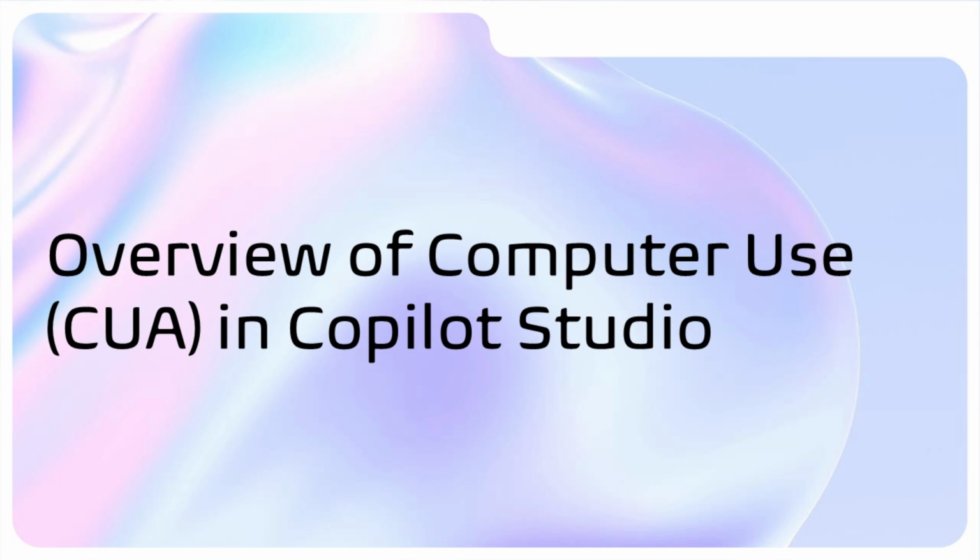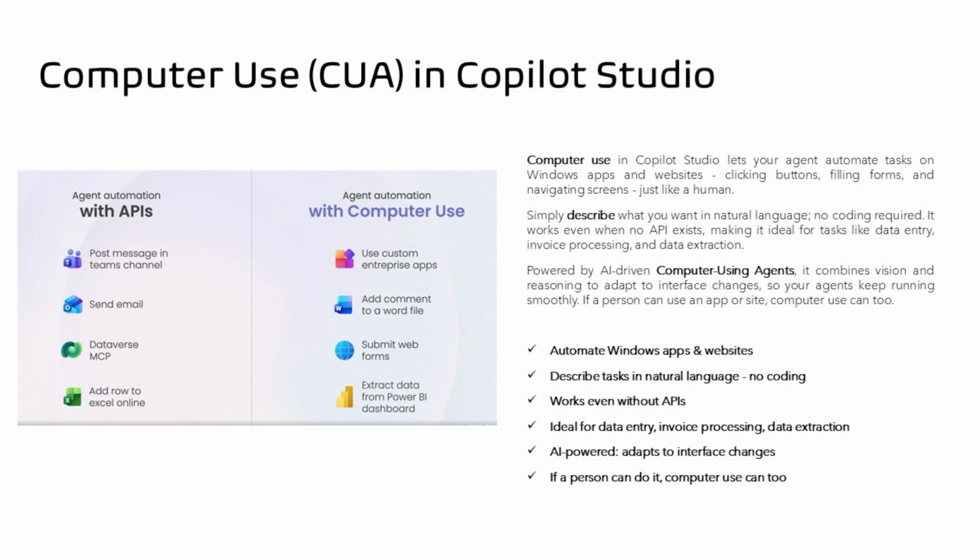Before we dive in, here is a brief overview of computer use. Microsoft Copilot Studio allows you to build AI-driven agents with capabilities to perform tasks across apps and websites. One such capability is the computer use tool, which is essentially an AI-powered UI automation agent that interacts with Windows applications and web pages by clicking buttons, filling forms, and navigating screens based on natural language instructions. This capability enables your agents to accomplish tasks even when no API is available.